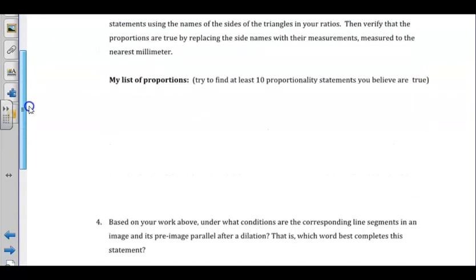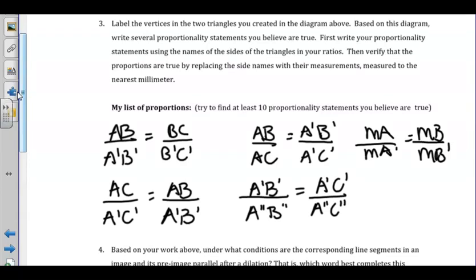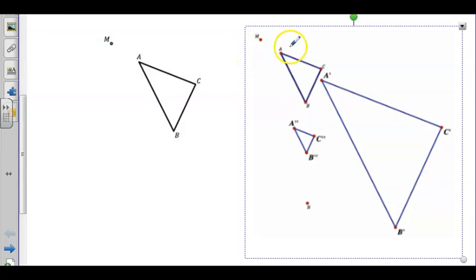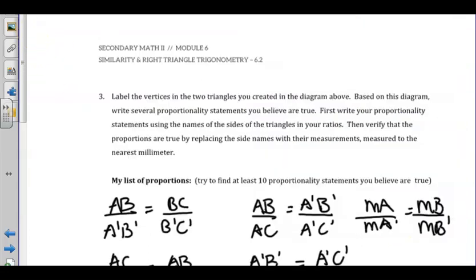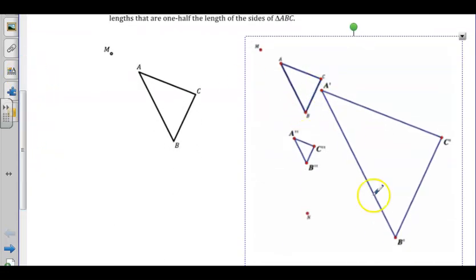Then we are asked to write some proportions that would relate corresponding sides of these two figures. So we were asked to list some proportions between our pre-image and our image. A few that I've listed here: AB over A'B' should be equal to BC over B'C'. So if I go back to my image and my pre-image, AB is here, AB over A'B', and that should be equal, my proportion, to BC, which is here, BC over B'C'.